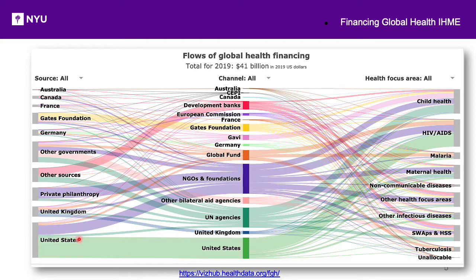So you can look at the picture from the United States. So this is the funding from the United States. And it goes from the United States in terms of funding from this area. This is what the United States gives, for example, to other NGOs from here. And then the NGOs give to several different areas. For example, the NGOs and other foundations will give to HIV/AIDS, to child health.